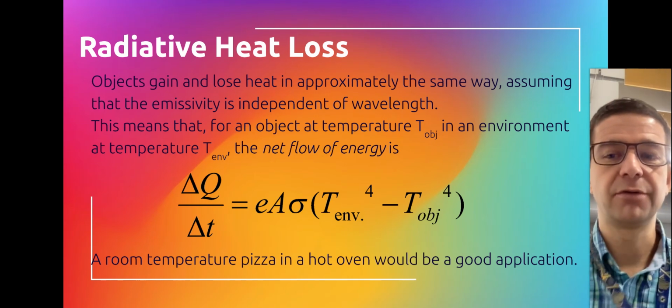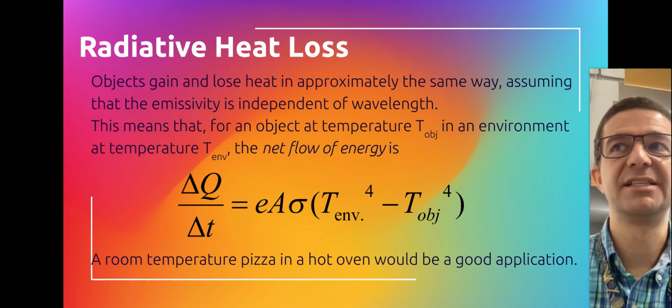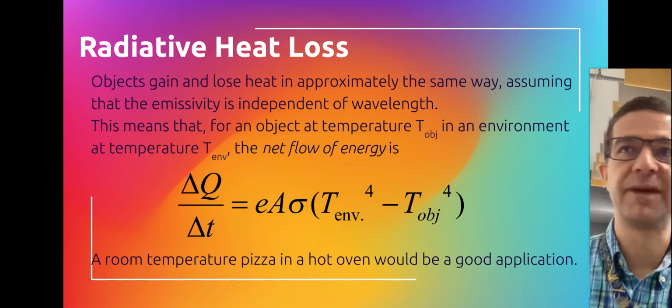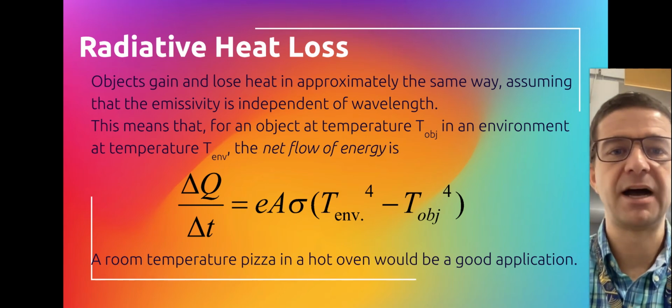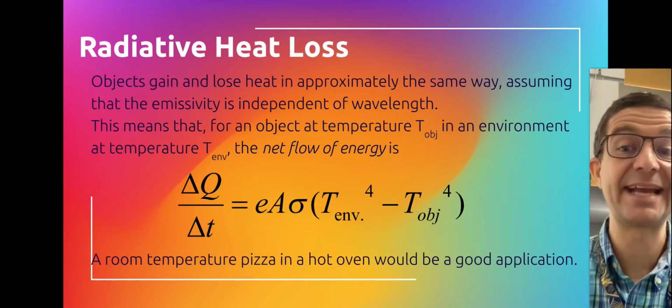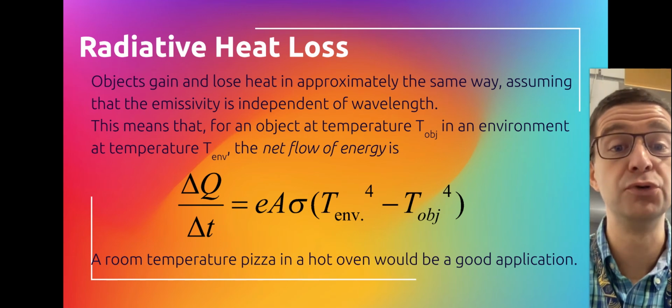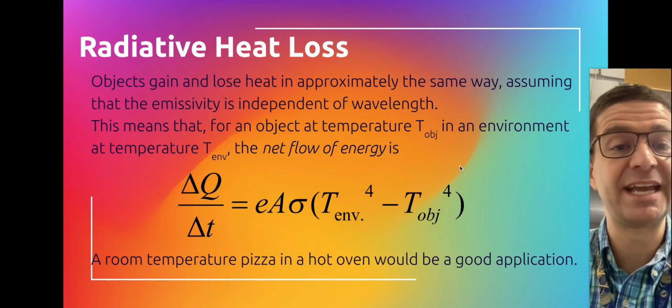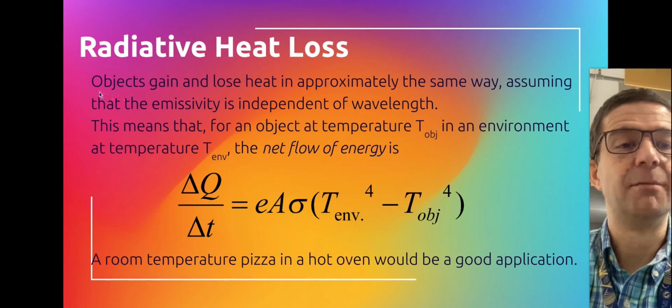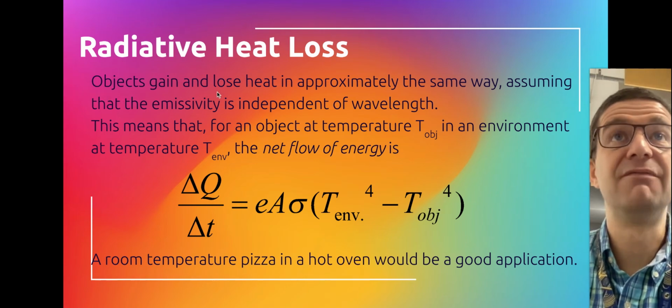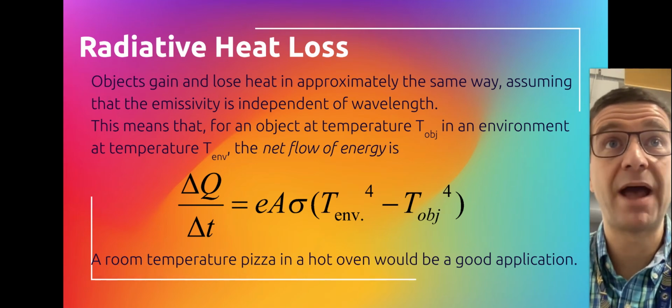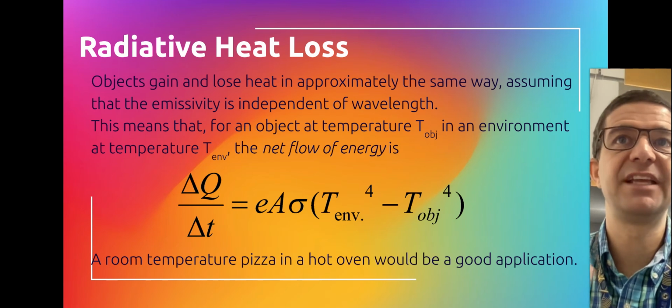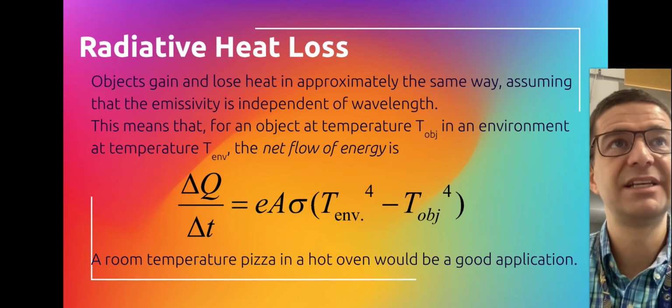This is particularly true if you're wearing clothes, because the clothes are at about the same temperature as your body. And so they radiate energy back to you so you don't lose any heat through radiation. Objects gain and lose heat in approximately the same way, especially if the environment is at a close temperature.